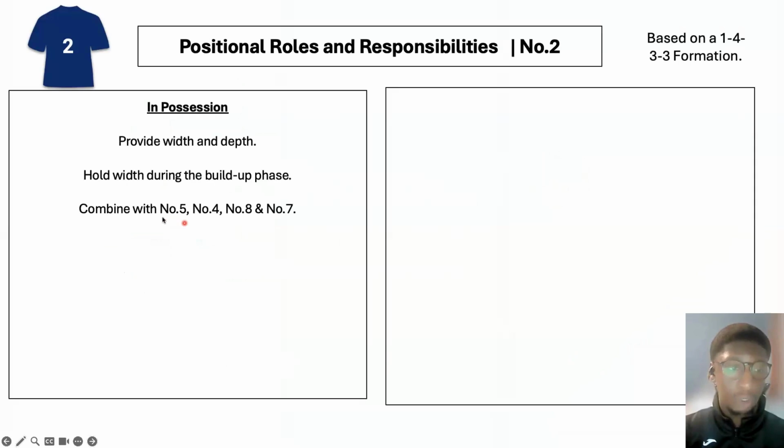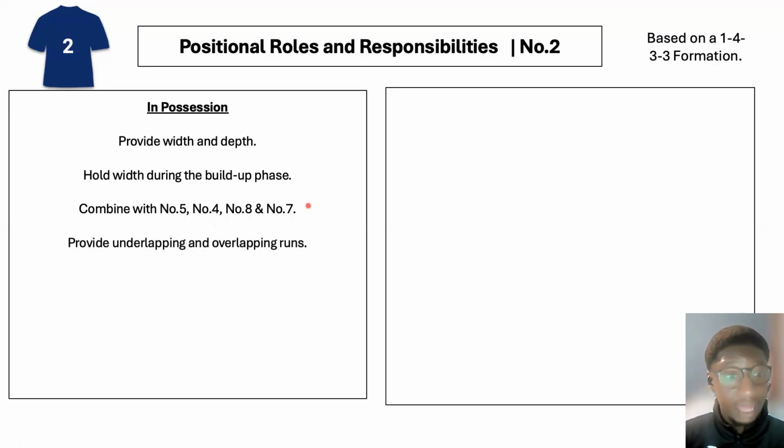So if you're number 2, on the right side, you're often going to be combining with the 5, the right-sided centre-back, the holding midfielder, the number 4, the right-sided centre midfielder, the 8, and then your right winger, who will be the 7. Again, I'll illustrate it on the tactics board as we go through the webinar.